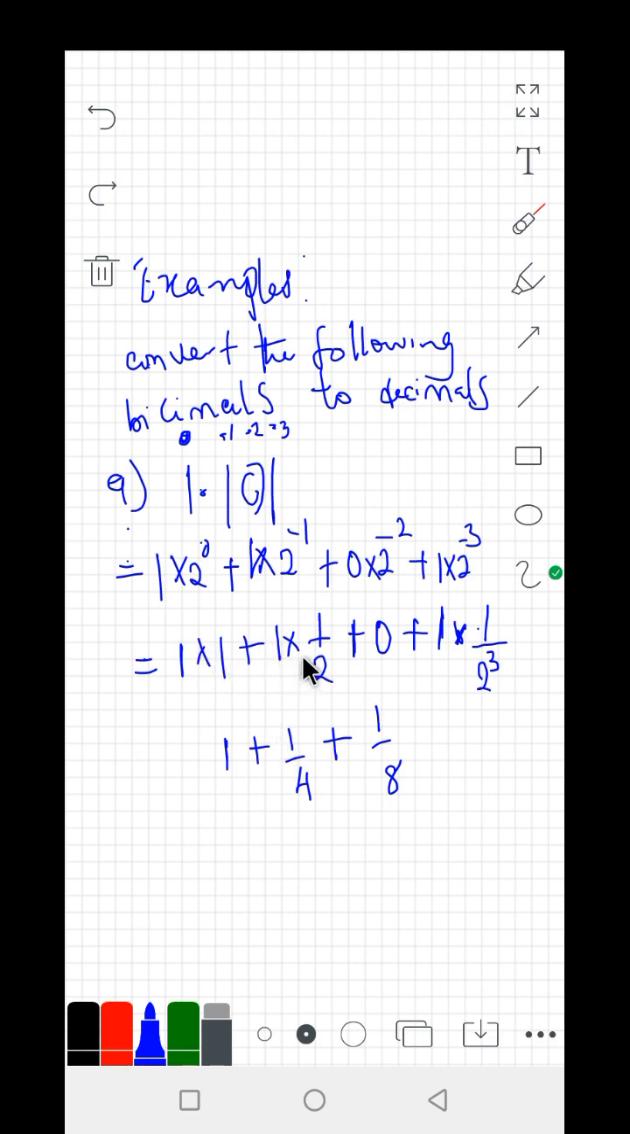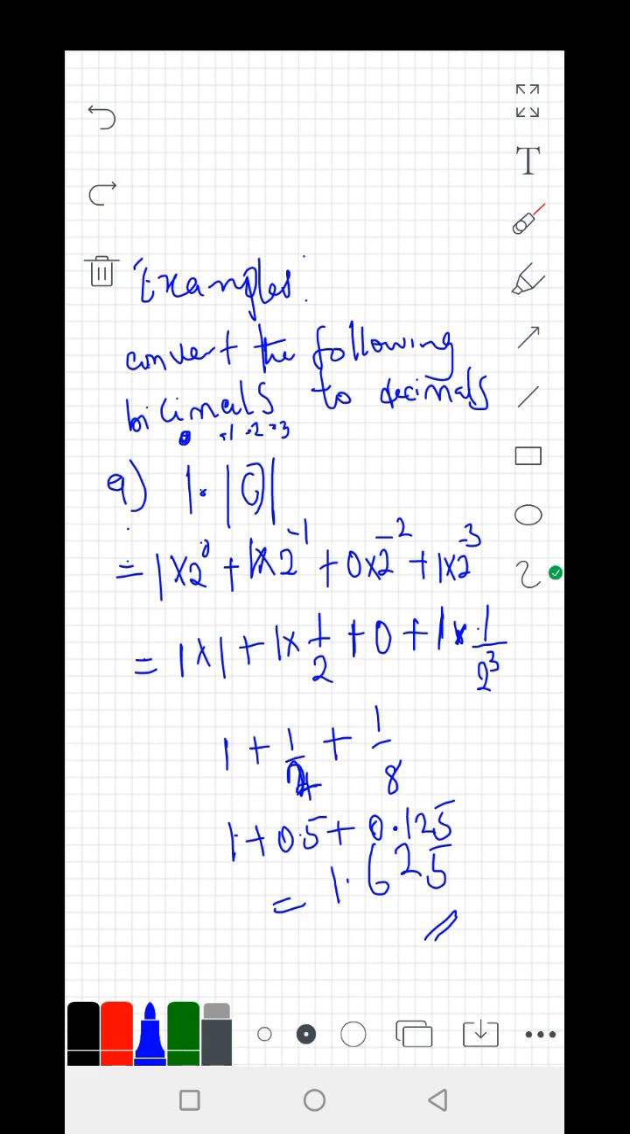So this will be 1 plus 1 over 4 plus 1 over 8. No, sorry, this will be 1 plus, this is 1 over 2. Okay, sorry about that. This is 1 over 2. So we have 1 plus 0.5 plus 0.125. This will give you 1.625. Alright, so that's the answer.